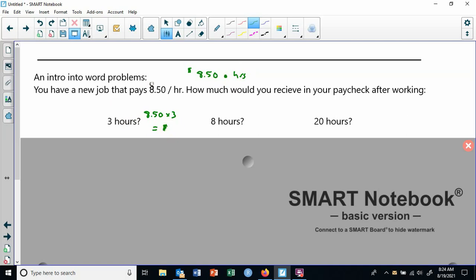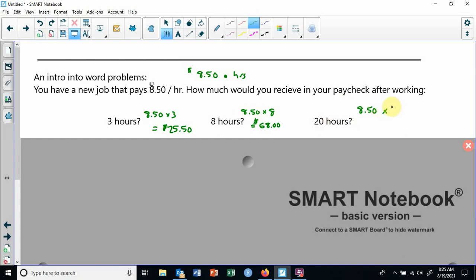Which, let's see, I don't have a calculator right here with me. I believe that is $25.50. Of course, you can use a calculator. $8.50 if you worked 8 hours, times 8. That would be $68. Notice I'm trying to include units. Make sure you try to include units. Don't leave them out. If you worked 20 hours, that's half a work week, or that's part-time.